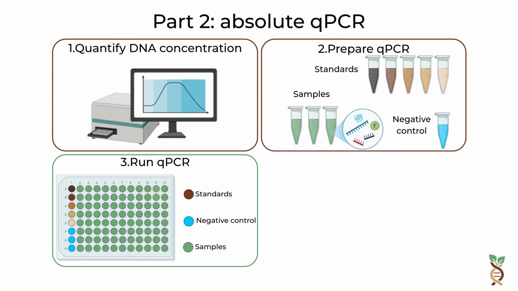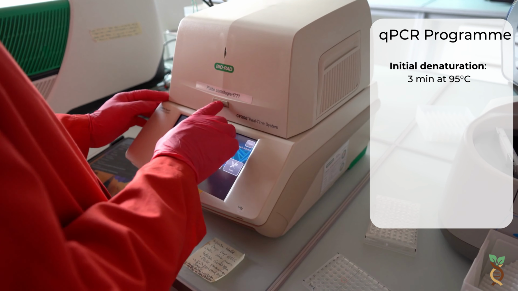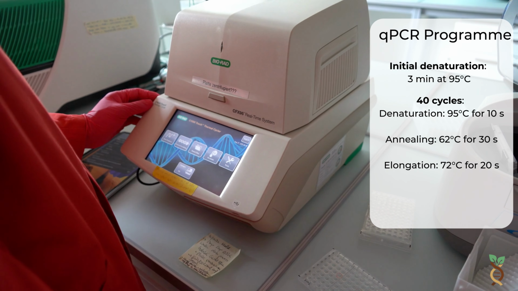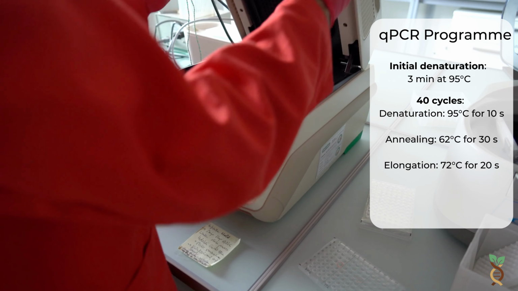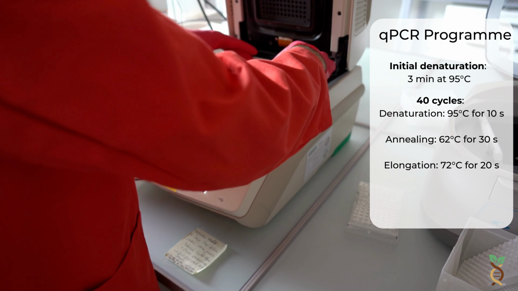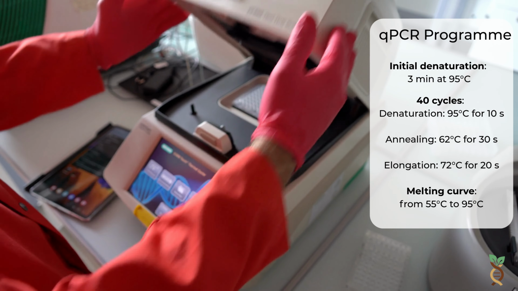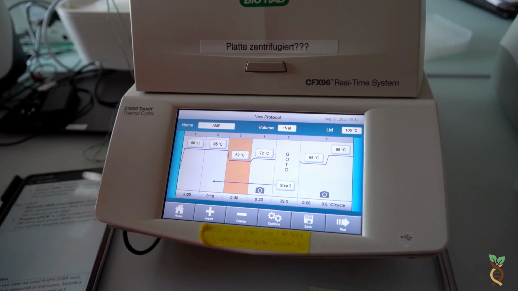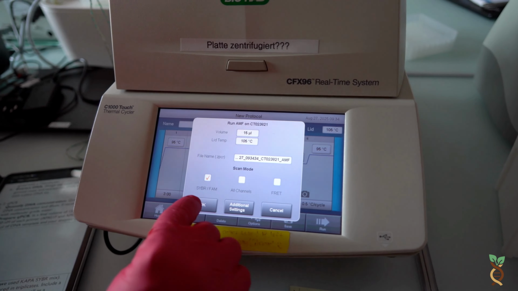The qPCR program that we will use is initial denaturation for 3 minutes at 95 degrees, followed by 40 cycles of denaturation at 95 degrees for 10 seconds, annealing at 62 for 30 seconds, and elongation at 72 for 20 seconds. Finally, we will do a melting curve analysis from 55 to 95 degrees. Note that the program needs to be adjusted if using a different enzyme.